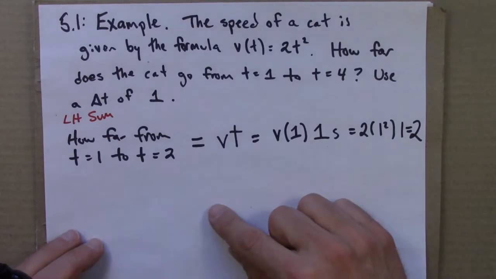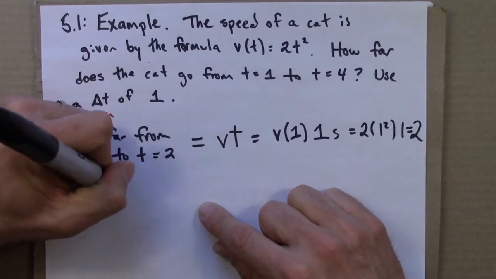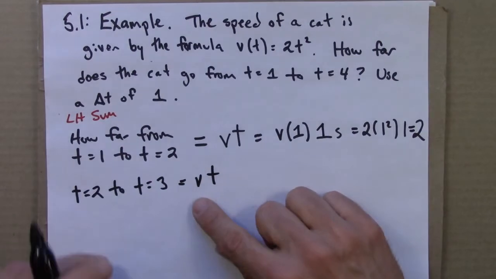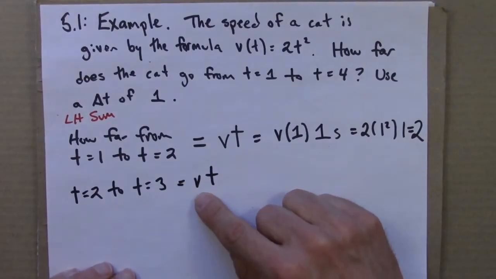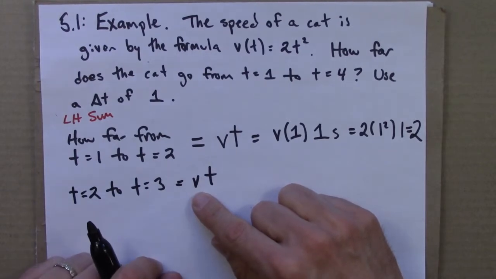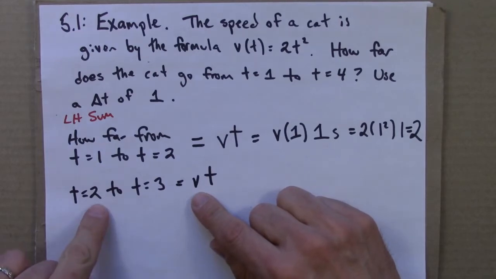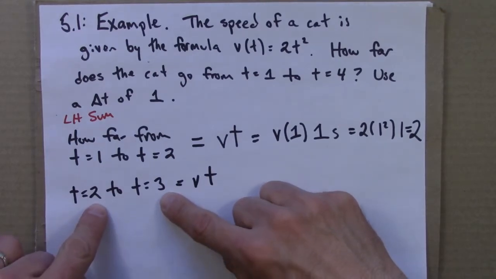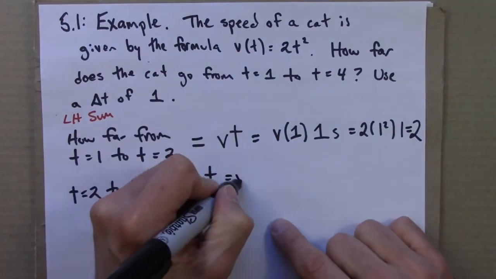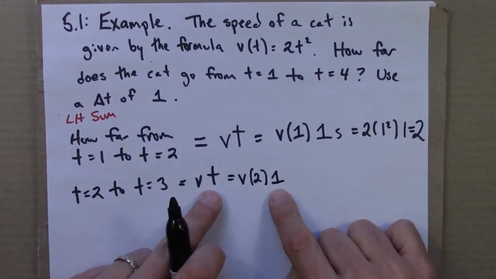Let's do t equals 2 to t equals 3. Again, distance is rate times time. This formula only applies if v is constant, which it isn't, but we're just going to pretend that it is. And again, we're going to choose the first or the left value in this interval. The interval is from t equals 2 to t equals 3, so the left value is 2. So I'm going to say v of 2 times 1, since delta t is 1.